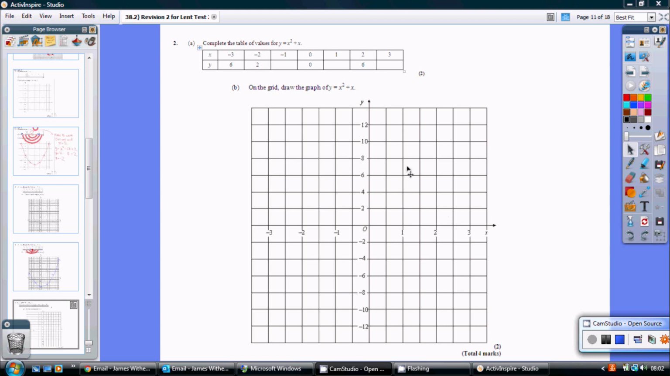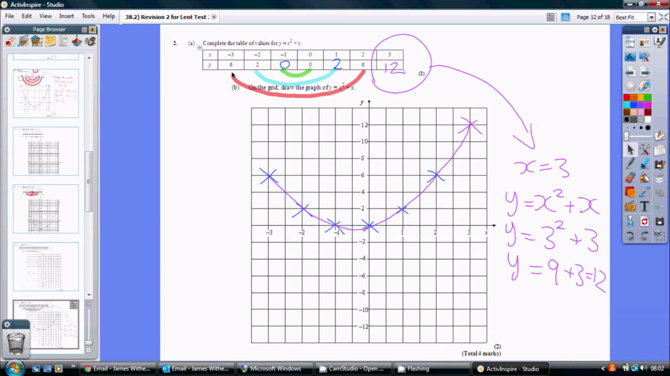So question 2, pause the video and try it for yourself. Now we've got symmetry straight away, haven't we? That 6 goes round to that 6, so let's just start off by putting that 6 in. Therefore, doing the inner ripple, that 2 goes to that 2, and the inner ripple, that 0 goes to that 0. So the only one we need to work out is when x is 3. And 3 squared is 9, 9 add 3 is 12, and then I just plot the points.